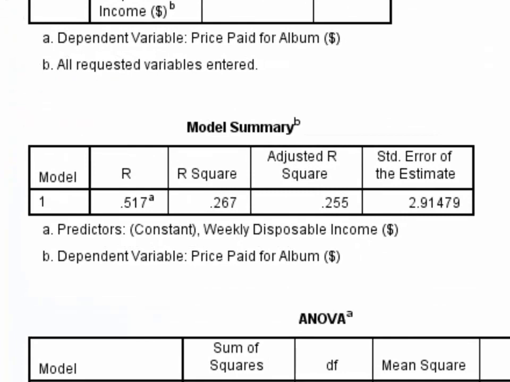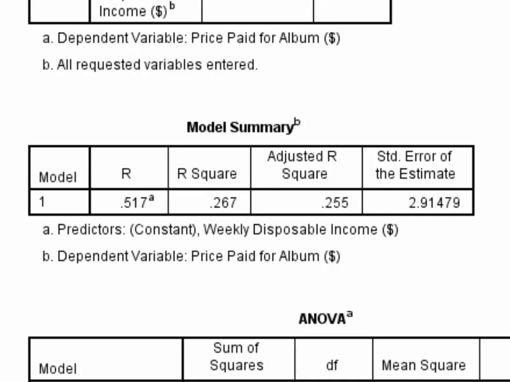In the model summary table, there's a few different figures of interest. The first is R-squared, which indicates the proportion of variance in the criterion accounted for by the predictive variable. In this case, disposable income can account for 26.7% of the variance in prices that people paid for the album. By extension then, this leaves 73.3% of the variance in prices paid unaccounted for. It's possible that by including additional variables in this regression model, we could improve its predictive utility, and this is illustrated using standard regression and hierarchical regression in StatHand.